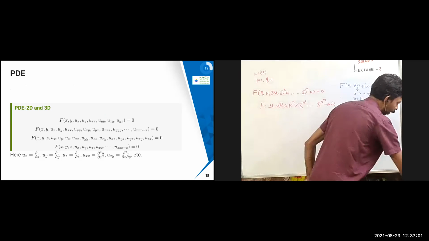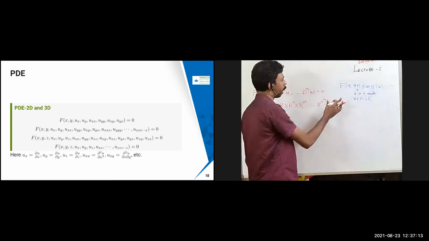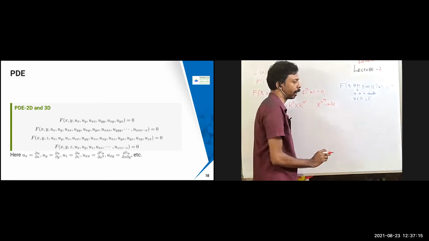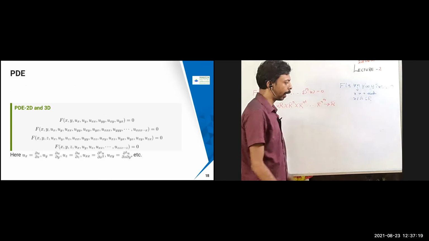So let us see some examples for 2D and 3D, because mostly in this lecture you are going to talk about 2D and 3D problems. 2D and 3D problems are the most practical problems, but in this course we will not solve only 2D and 3D problems. We will solve the n-dimensional problem also. Always we'll be talking about the n-dimensional problem.